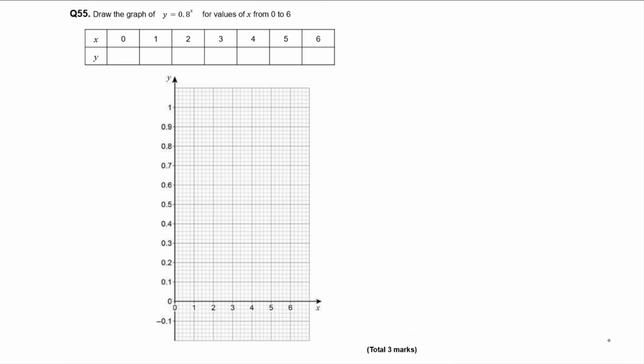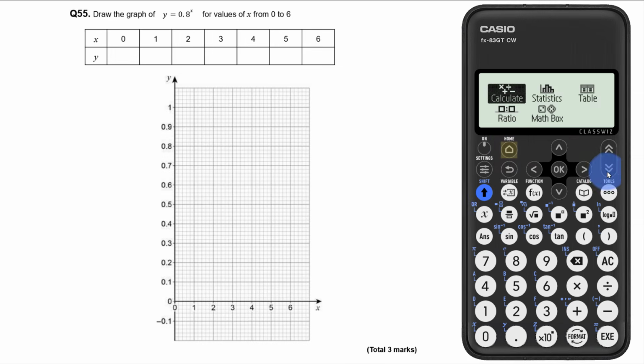Question 55, draw the graph of y equals 0.8 to the power of x for values of x from 0 to 6. So I'm going to use the table function again in my calculator. Go into the home key and select the table function. Next I'm going to type in the range. Tap on tools and go to table range. This time we're going from 0 to 6 in steps of 1. Once I've typed in the range, you'll see my x column is now populated with 0 to 6.